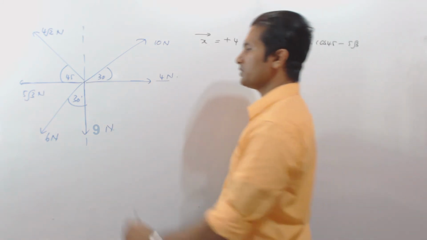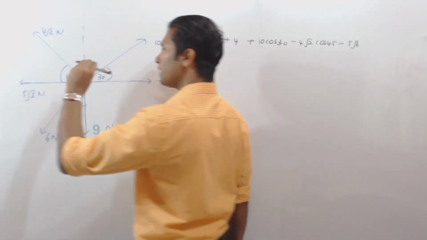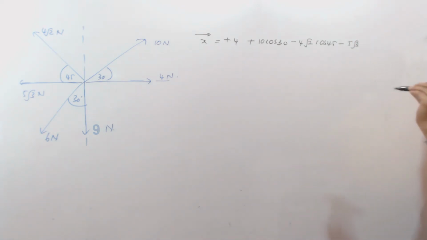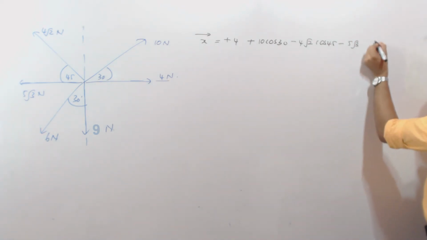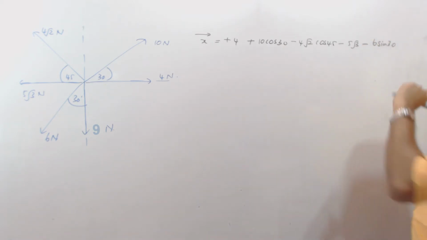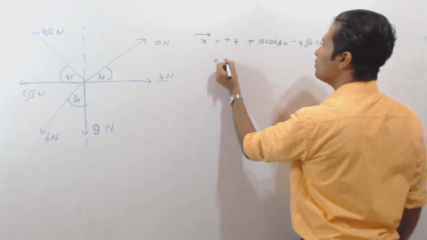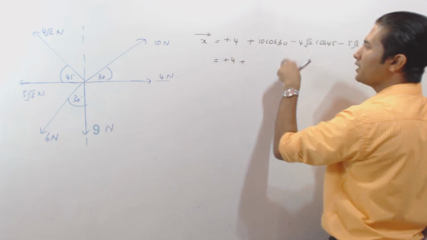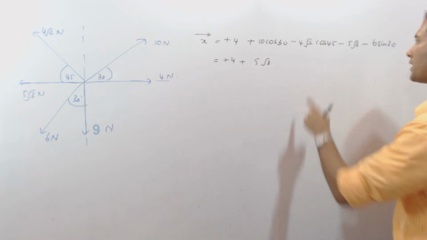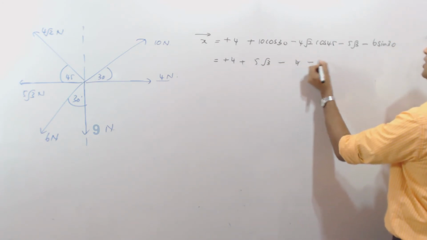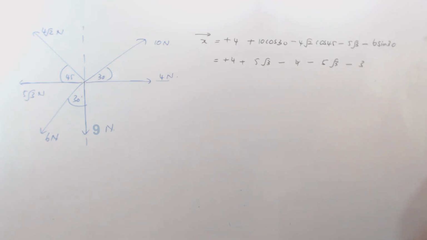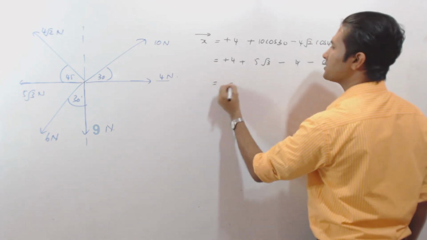Now we have to consider 6 newtons. Take the component along the x-axis. Is it 6 cos 30 or 6 sin 30? It should be 6 sin 30 and negative. Now 10 cos 30 plus 5 root 3, this should be root 3 divided by 2. As a result of that, 5 root 3, this is minus 4, minus 5 root 3, this is 3. Then what happens? The remainder is minus 3.